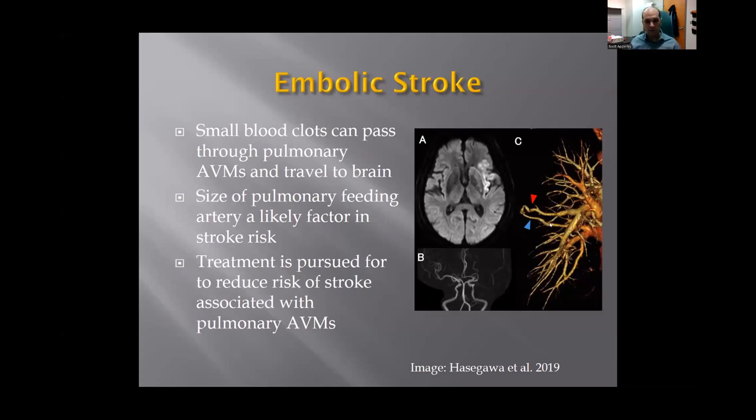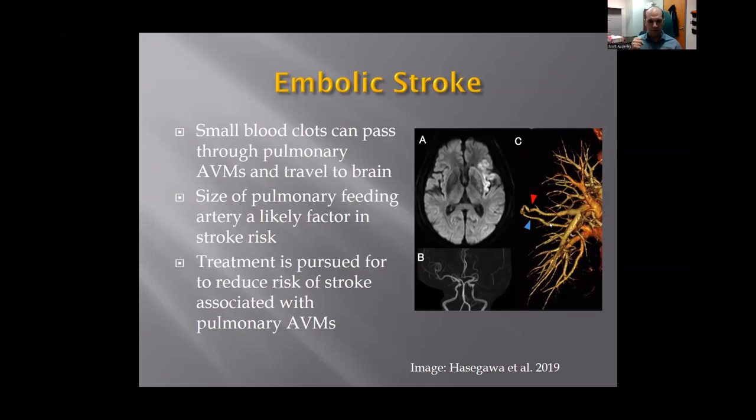The other concern we have relates to the first substance I spoke of, the small blood clots. If small blood clots are normally filtered out by the pulmonary circulation, the pulmonary networks, then if they pass through an AVM, that small blood clot can travel elsewhere in the body. And one of the risks that we are concerned about would be that small blood clot traveling up to the brain, because that can cause what we call an embolic stroke.